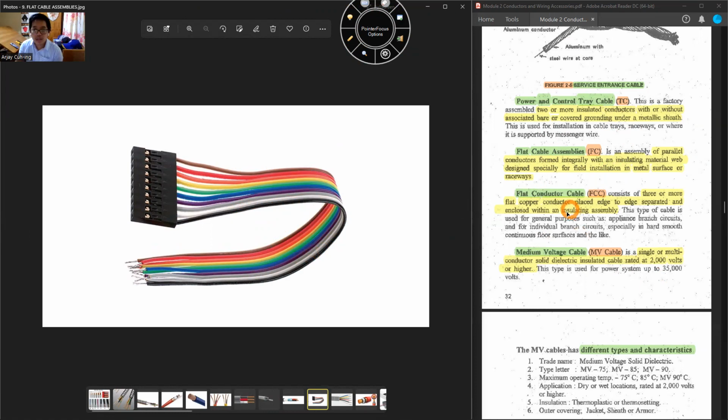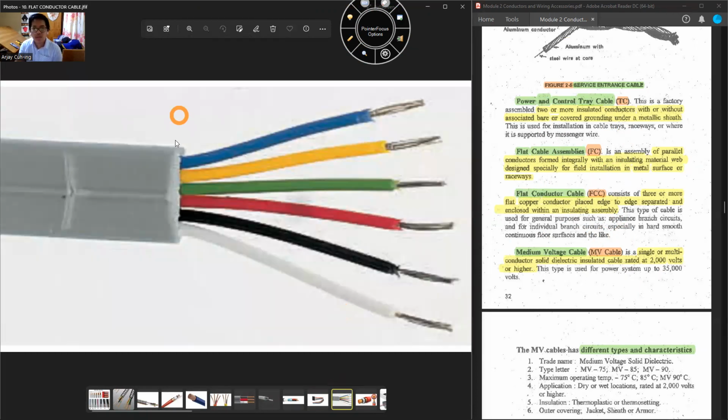Okay? Tapos meron rin class yung isa pa, parang pinsan niya. Flat conductor cable consists of 3 or more flat copper conductor placed edge to edge separated and enclosed within an insulating assembly. Okay? So, ano itsura na class? More or less parehas lang. But this time, enclosed na siya in a conductor. Okay? So, titignan mo class, flat pa rin siya.